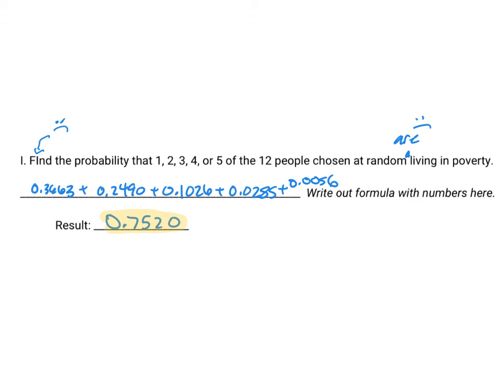And so basically, what we're saying is that there's approximately a 75% chance that 1, 2, 3, 4, or 5 of our 12 people will be living in poverty. So a pretty high chance that we'll hit that. Not a very high chance that there will be 5, but there's a pretty high chance that there will be 1, 2, or 3. And when you add those numbers up, this is taking up a lot of that calculation. These guys aren't contributing as much.